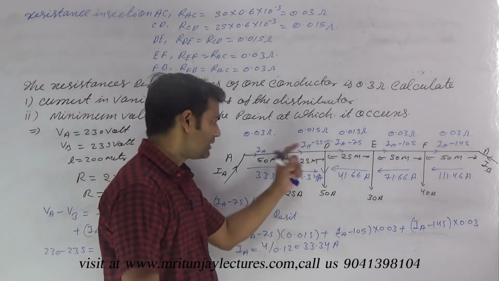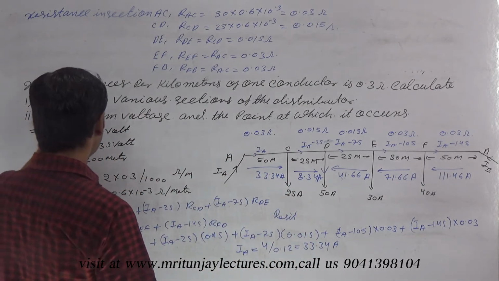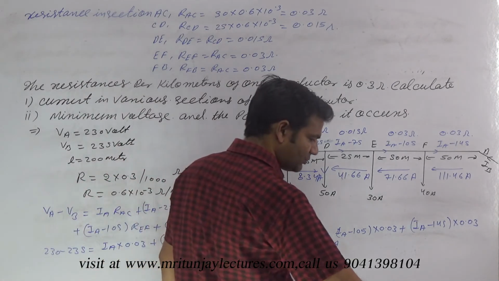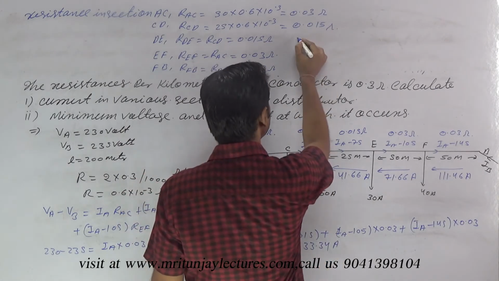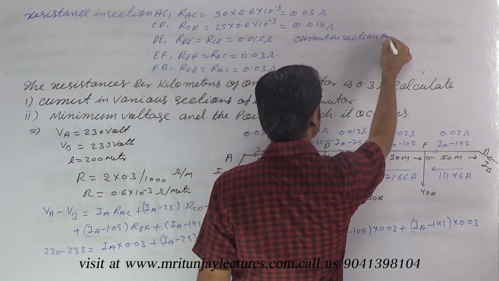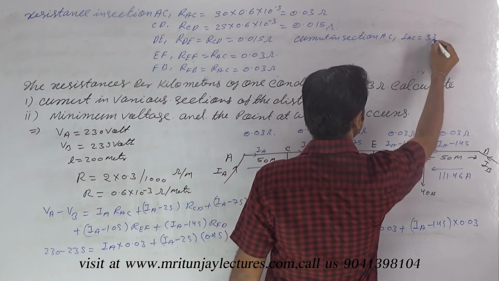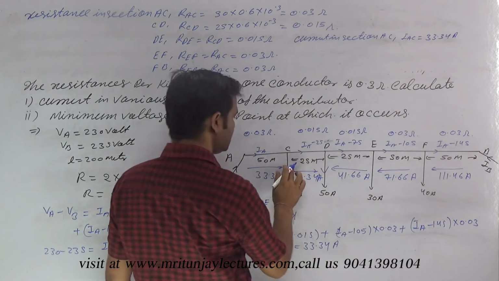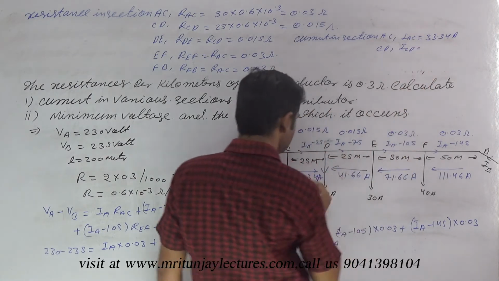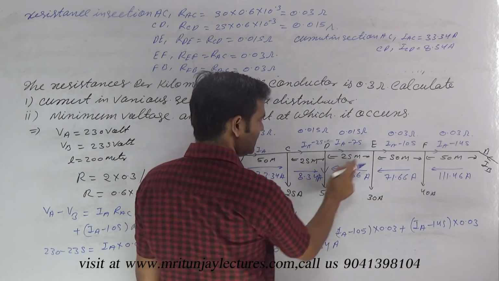Okay, so our next target is the distributor. The first question corresponds to the current in various sections of the distributor. In section AC, I of AC is written as 33.34. Now CD, I of CD is written as 8.34 ampere.